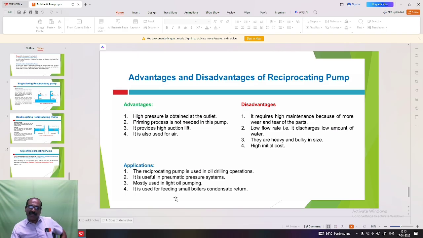light oil pumping, and feeding small boiler condensate. So these are all about the reciprocating pump.